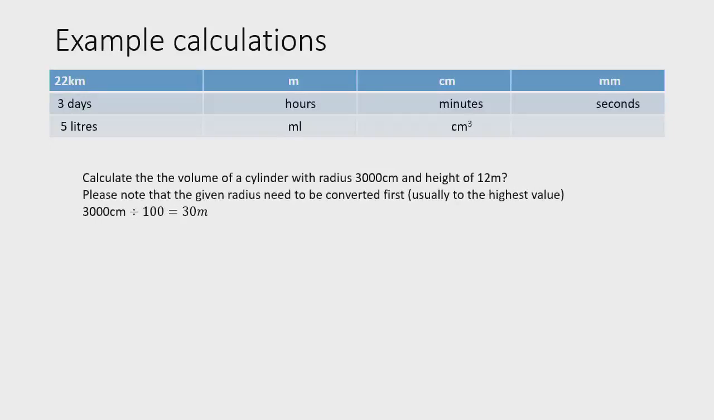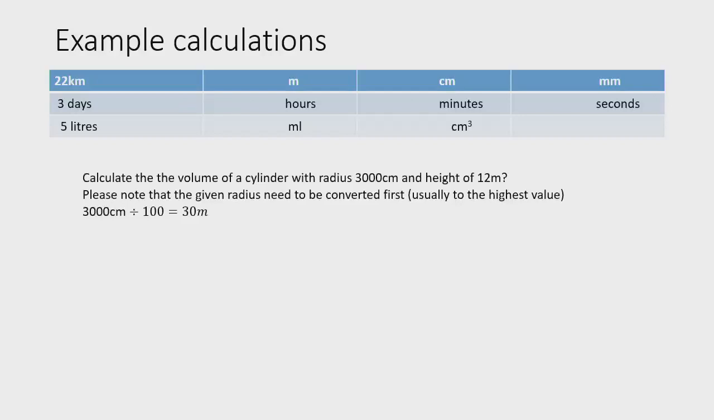Calculating the volume of a cylinder with radius 3,000 centimeter and a height of 12 meter. Now, when you look at that, please note that the given radius needs to be converted first. You know that they give you the radius in centimeter, but then they give you the height in meters. So it's always good to convert to the highest one. So you need to convert your centimeters to meters. So it's one way of where they are assessing you to do the conversion as well.